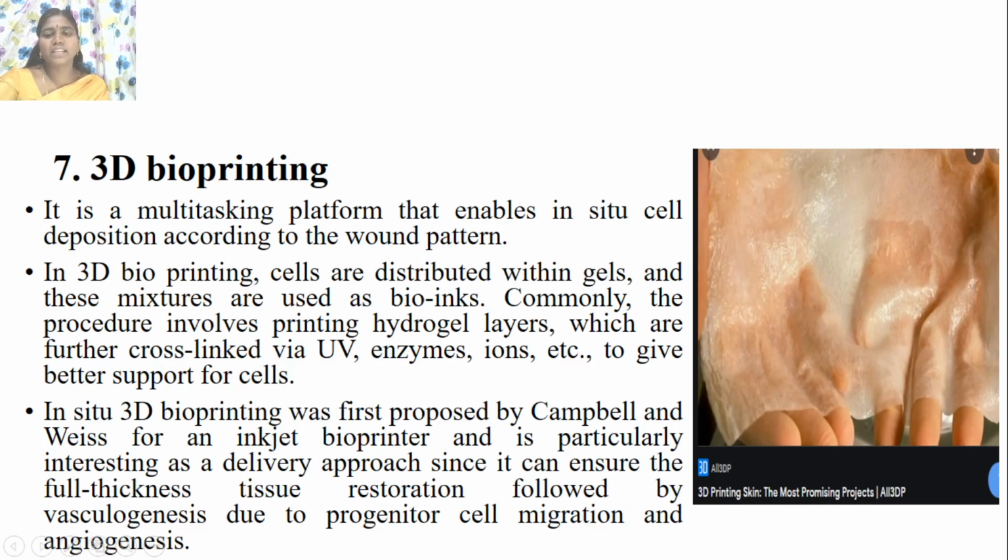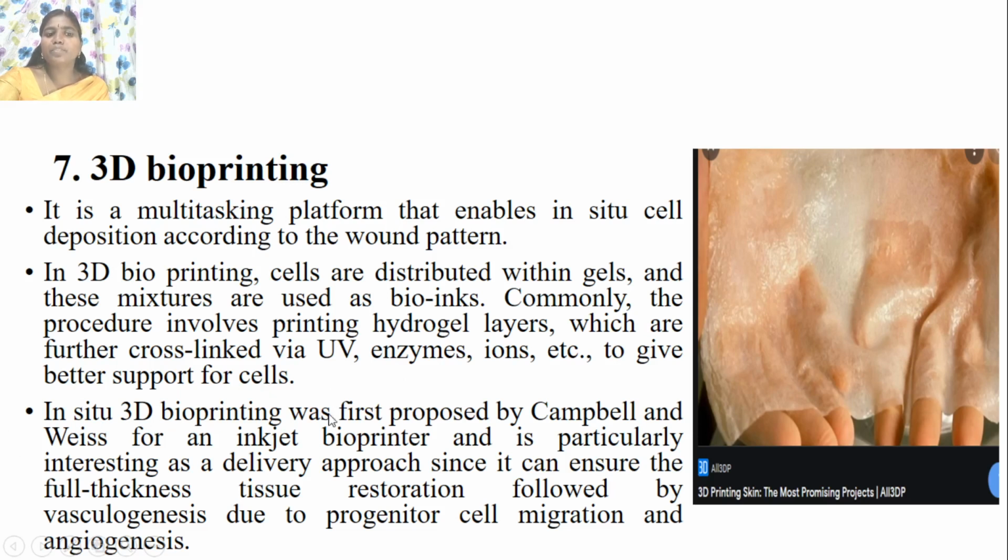Maybe the last one in the regeneration of epidermis, it is multitasking. It is nothing but 3D bioprinting. It is a multitasking technique platform that enables in situ cell deposition according to the wound pattern. So in 3D bioprinting, the cells are distributed within the gels, and these mixtures are used as bioinks, and commonly the procedure involves printing hydrogel layers which are further cross-linked via enzymes, ions, etc. to give a better support for cells.